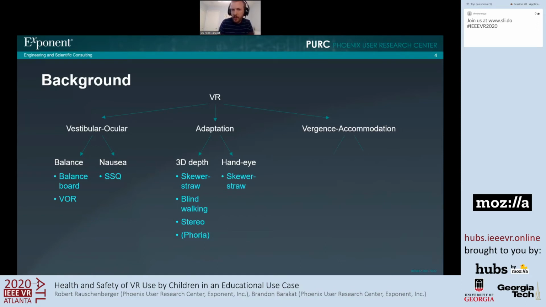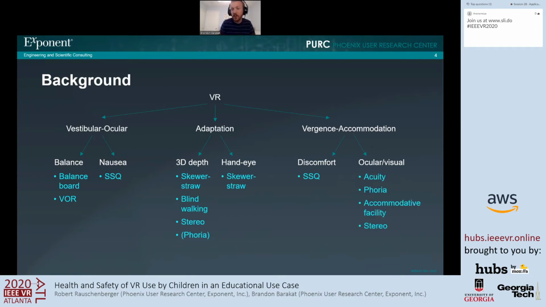For vergence accommodation conflict-related issues, we used the SSQ as a subjective measure of eye strain or other types of ocular discomfort that might arise. And then as a more objective set of measures, we had a set of ophthalmological measures that measured specifically ocular and visual-related potential effects.